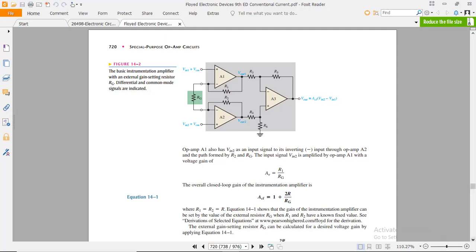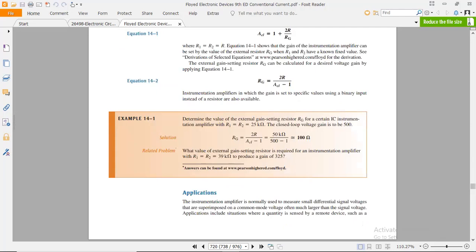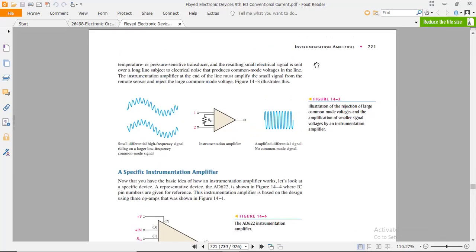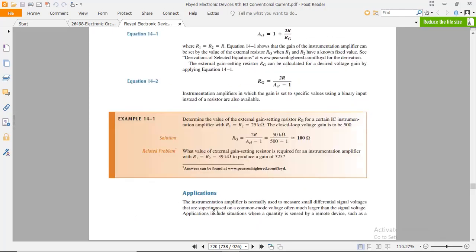So moving towards the next aspect, which would be the numerical, but we are more interested in the applications of the instrumentation amplifier. So we will continue with this section. The instrumentation amplifier is normally used to measure small differential signal voltages that are superimposed on a common mode voltage, often much larger than the signal voltage.